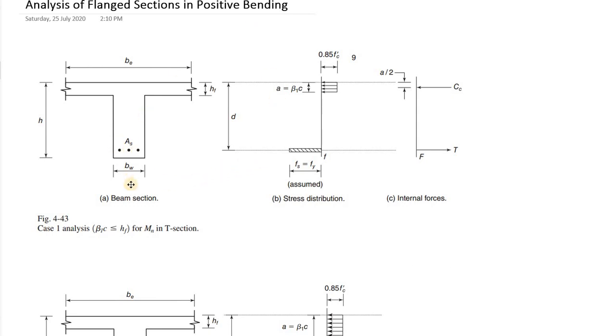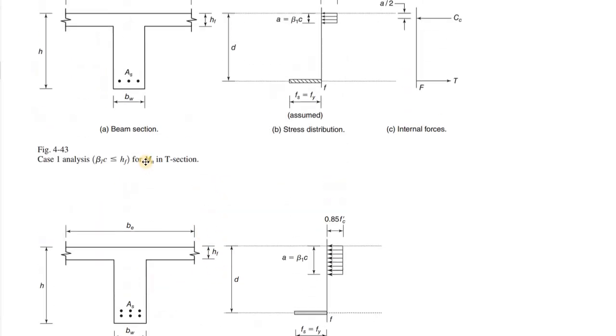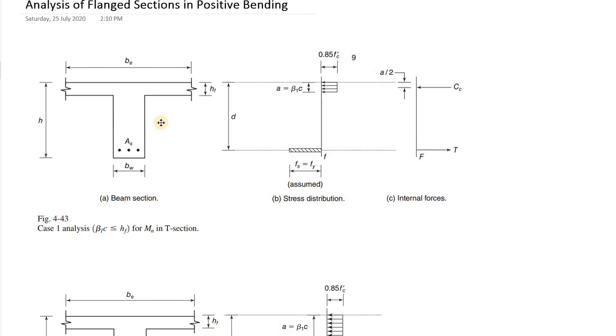So in case of positive bending, two possibilities. One possibility is that the depth of the equivalent rectangular stress block A is less than HF, case number one, and second case is that A is greater than HF. The second case is quite rare in practical beams, but we will cover it for completing this course. So based on this, we have two cases, case one and case two.